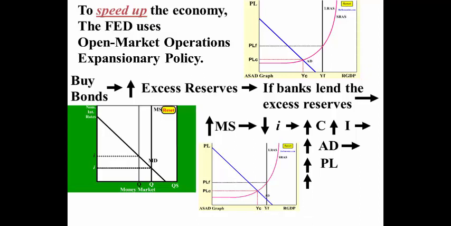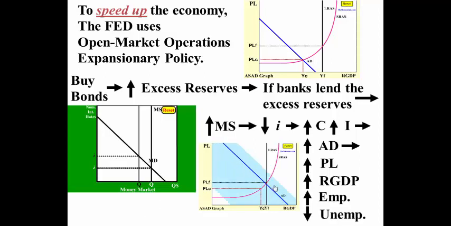As real GDP is going up, then you know that employment is going up. More is produced, more employment is needed, quote unquote, to produce the products. As aggregate demand keeps shifting to the right, and you know employment is increasing, then you know that unemployment is decreasing.